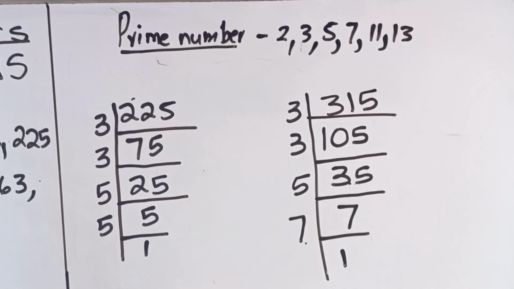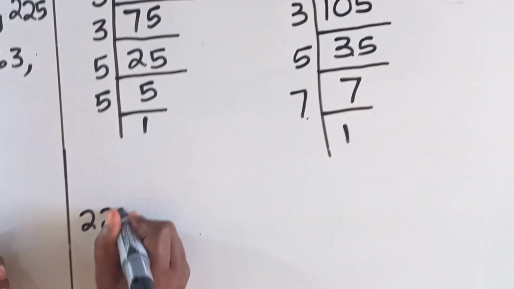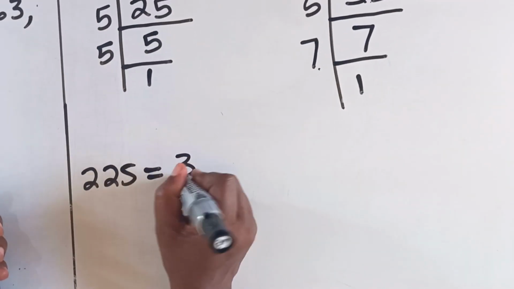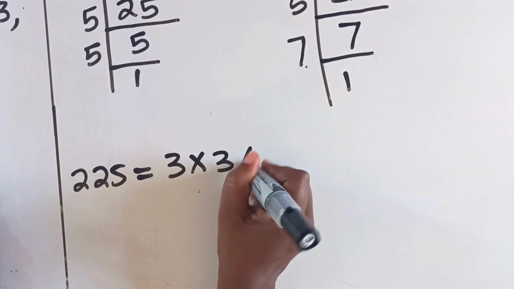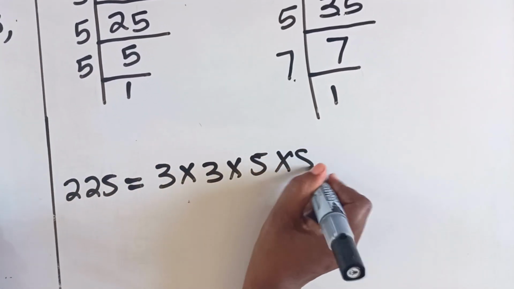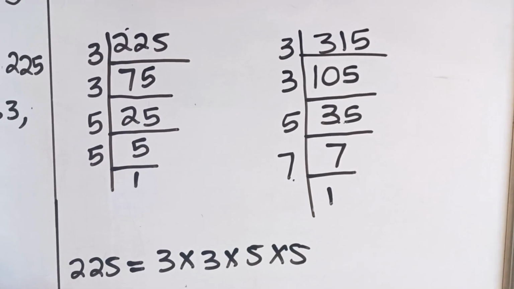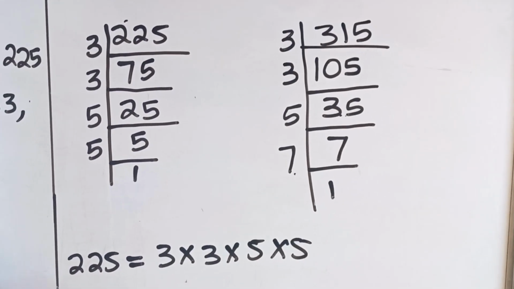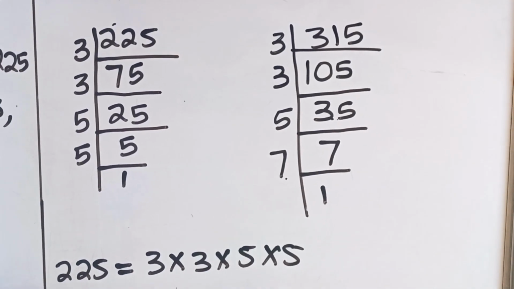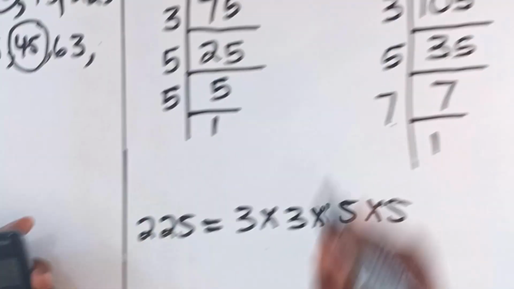So you're going to say 225 is equal to 3 times 3 times 5 times 5. The prime factors. Test them. 3 times 3 times 5 times 5. You expect your answer to be 225. It's correct. Then you do the second one.